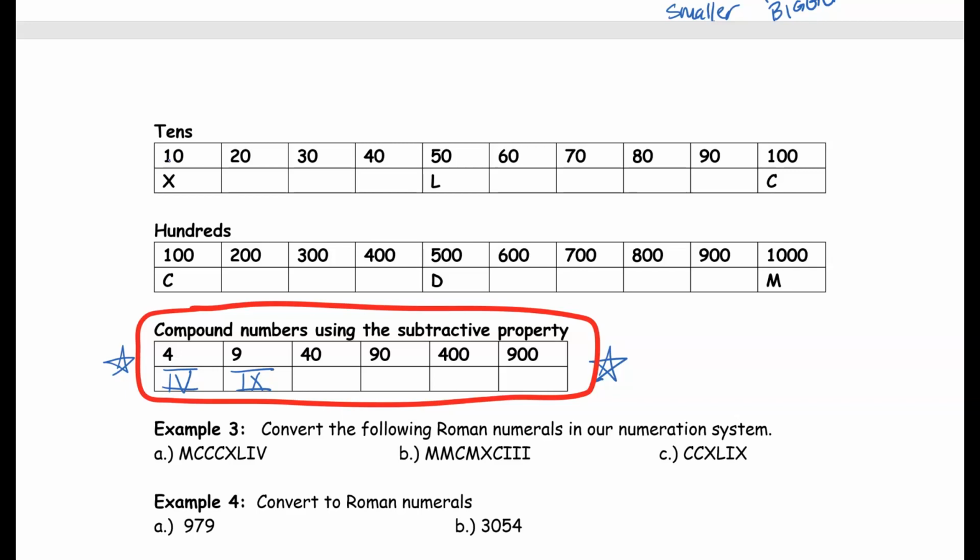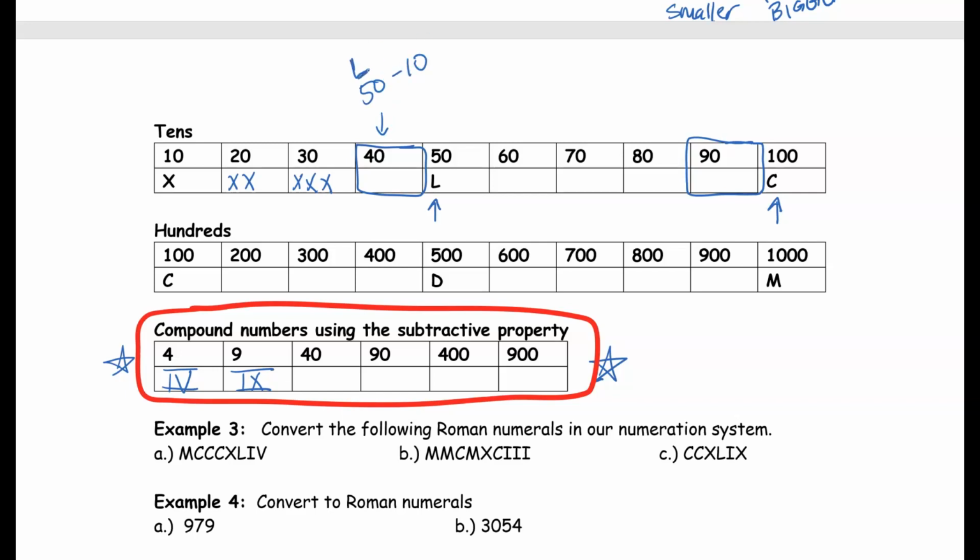So if X is 10, 20 would be 2 of those. So 10, 20, 30. Okay, notice L is a new symbol, C is a new symbol. So I'm just going to circle the numbers that come right before, because we're going to have to use the subtractive property for those. So to get 40, we're going to do 50 minus 10.